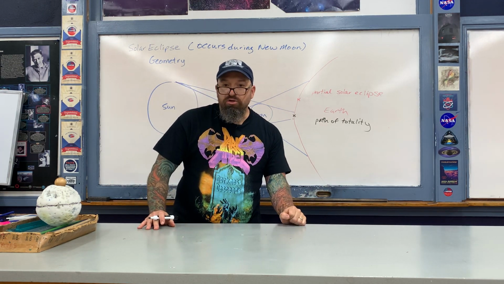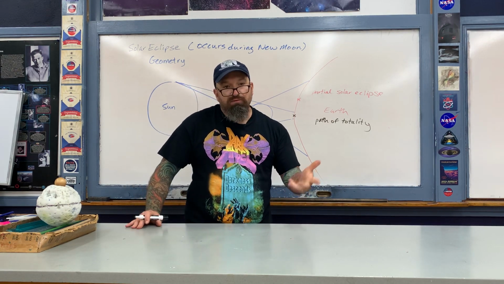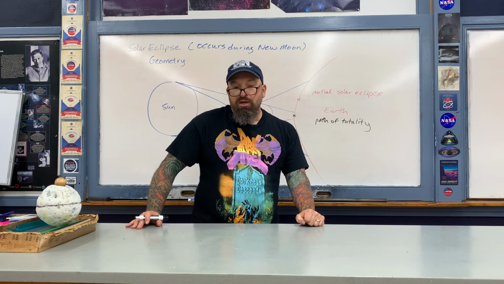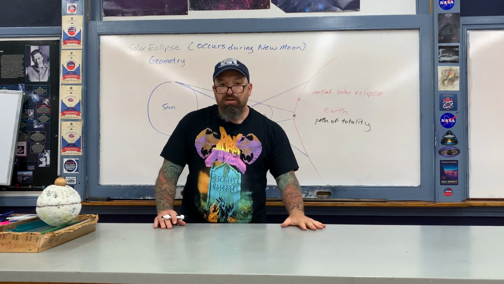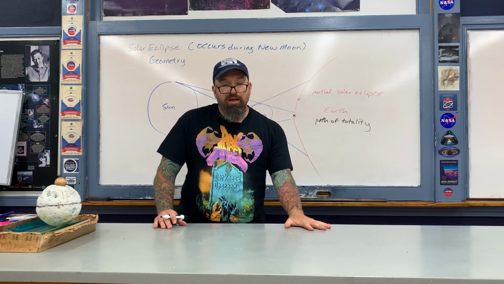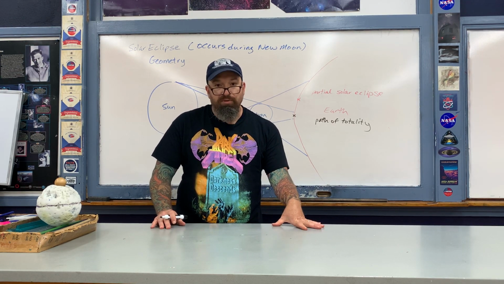It's less than 100 miles wide, and it's racing across the surface of the Earth at a speed of roughly 1,000 miles per hour. So for this reason, only a small portion of the Earth's surface can see the total solar eclipse, and the amount of time necessary for you to see the eclipse is only a couple of minutes.